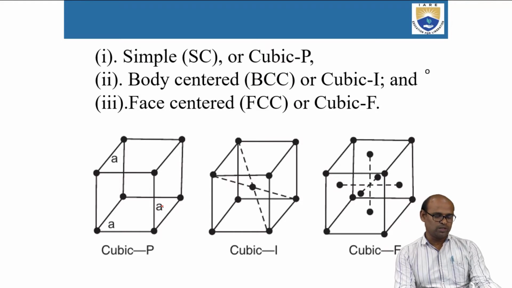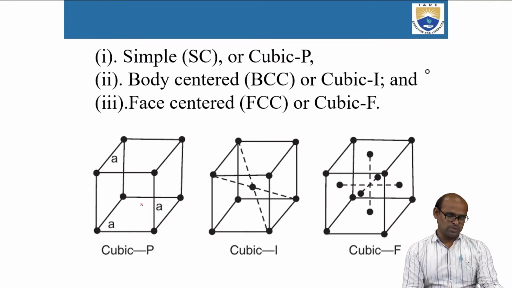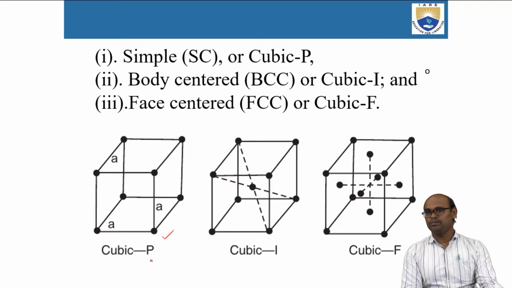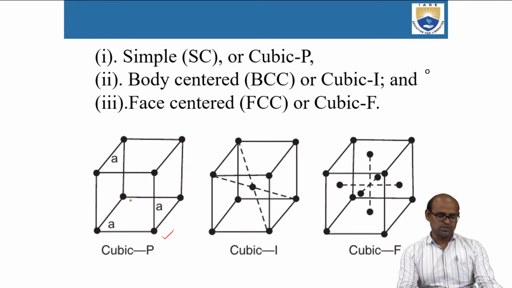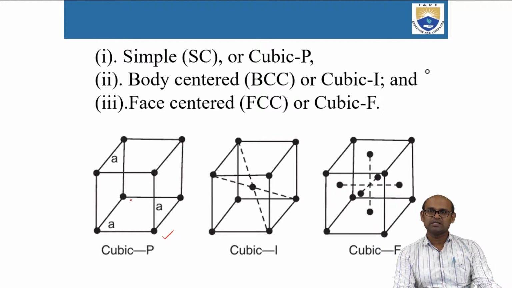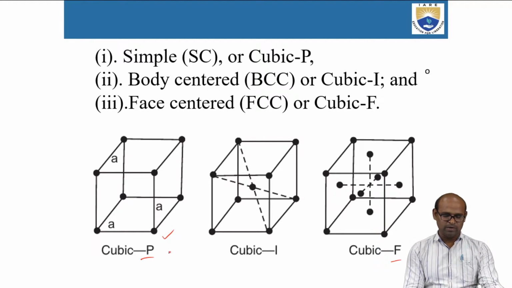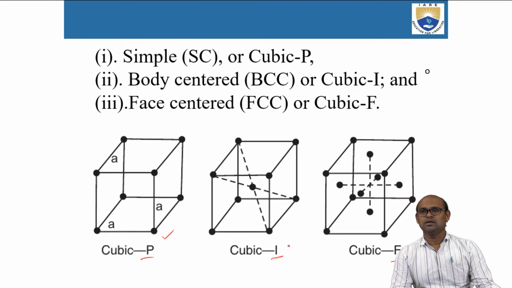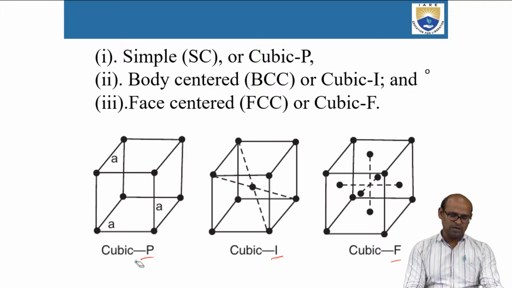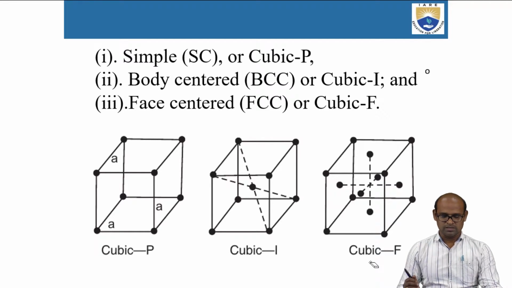So this is simple cubic, cubic P, where P stands for primitive. You can have only one lattice point per unit cell, as you can see here clearly, and we will discuss later in detail. This is the body centered cubic lattice, and this is face centered. F is for face centered, P for primitive, and I for body centered cubic lattice. So these are the 3 possible arrangements of the cubic crystal system.